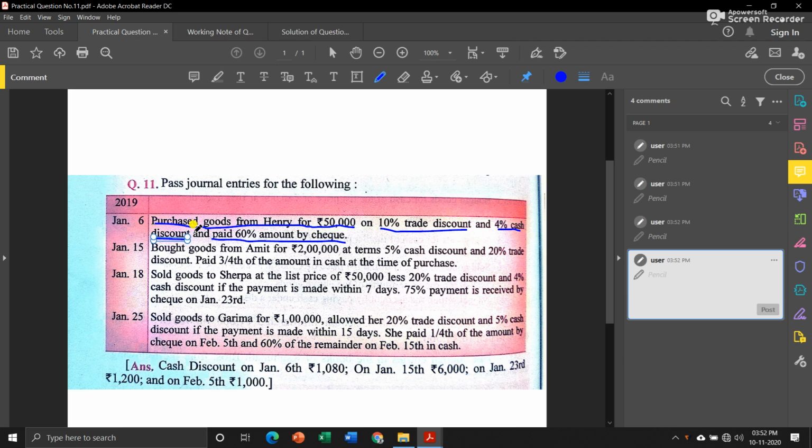Earlier, in the previous session, we used to give the cash discount directly, isn't it? But in this question, for the time being, we will avoid this 4% cash discount part and focus on the last part of the transaction. That is, they say that they paid 60% amount by check. That means out of the 45,000 we have paid 60% amount by check.